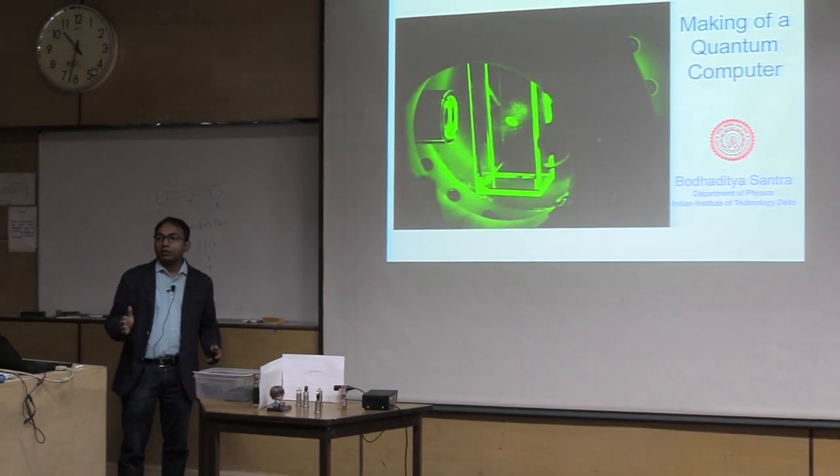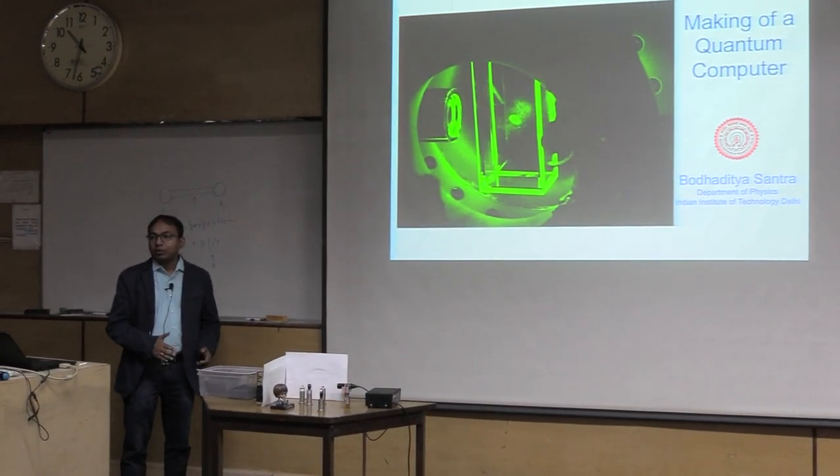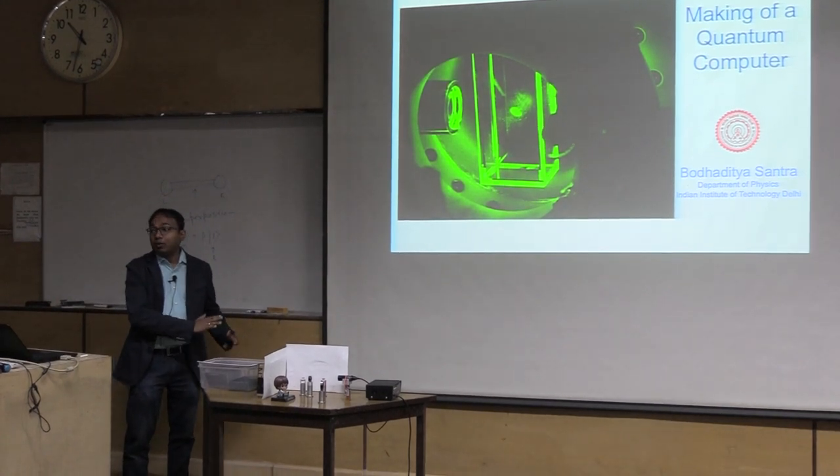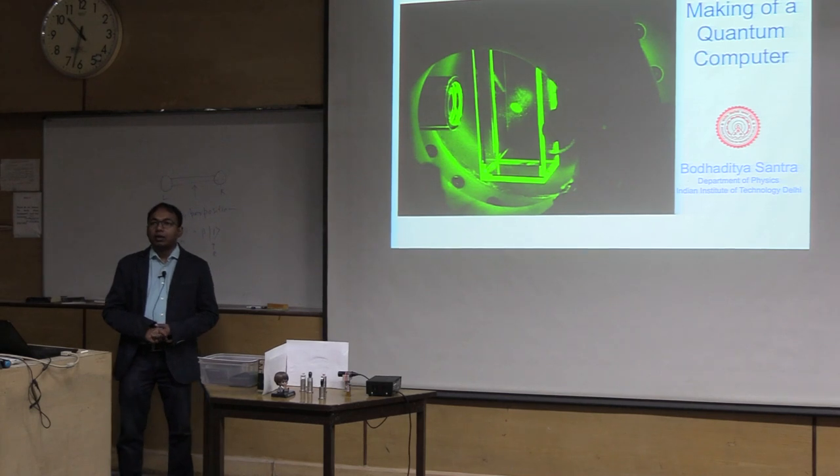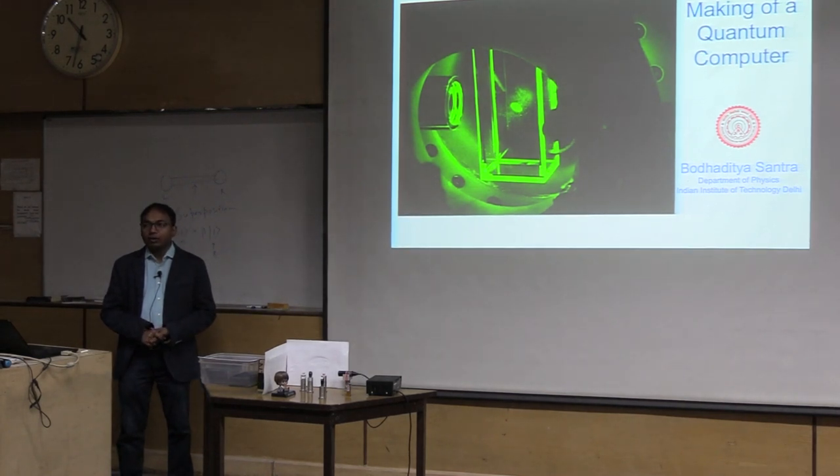So now you can imagine this 10 microkelvin, that is almost close to zero, right? It's almost close to absolute zero. And you should also keep in mind that you can never reach absolute zero. The reason is again due to some quantum fluctuation.